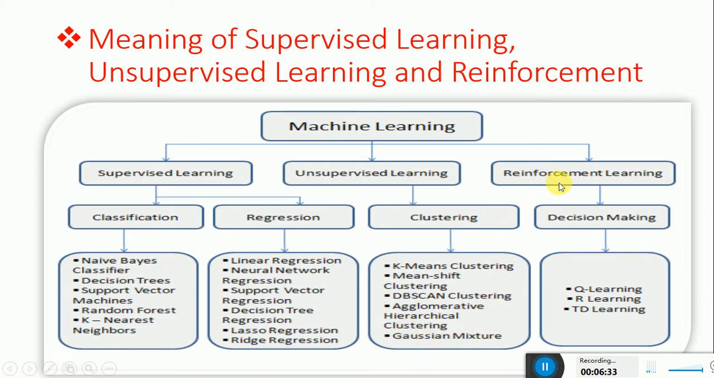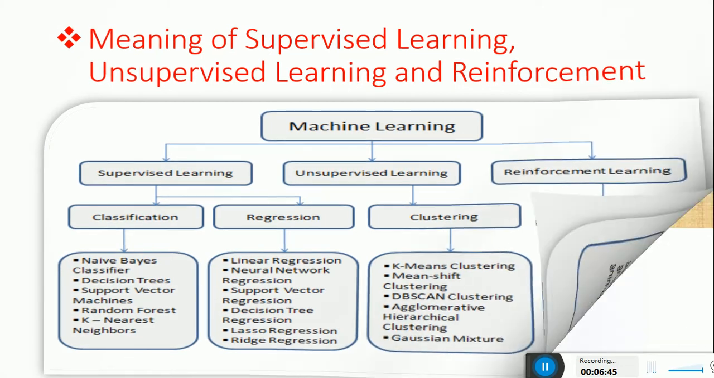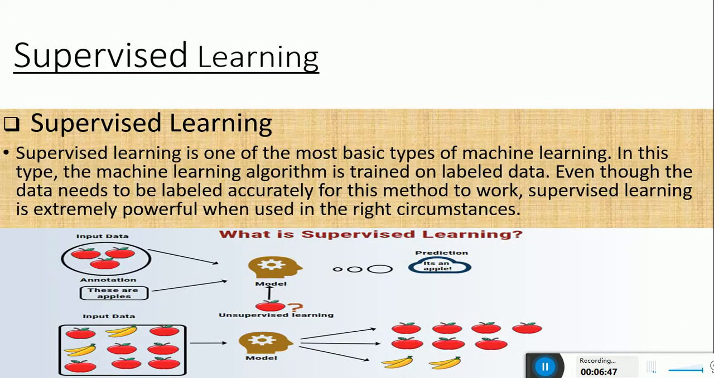And third is reinforcement learning. Reinforcement learning is about decision making, how to decide. Q-learning, R-learning, and TD learning are used. So these are supervised, unsupervised, and reinforcement learning. So the first topic is supervised learning.